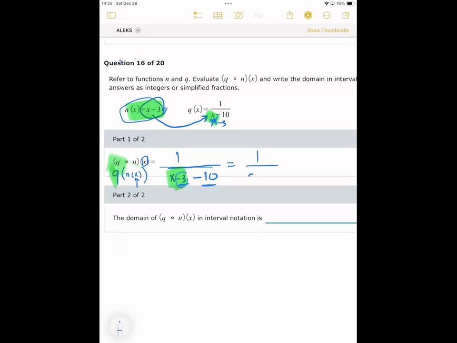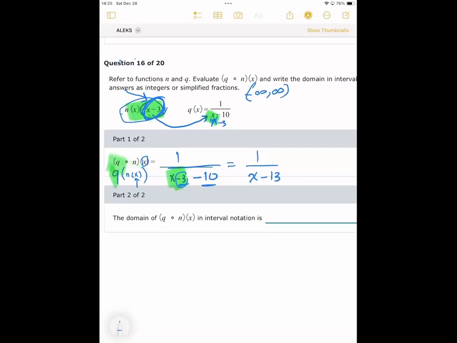-3 minus 10 is -13. And that is our answer. This is find the domain. When you want to find the domain, you have to go to the starting function, find the domain of the starting function. The domain of the starting function is -infinity to +infinity. Everything, because it's a polynomial.